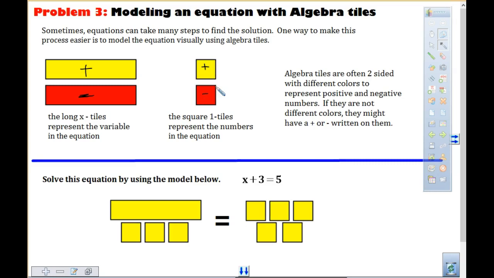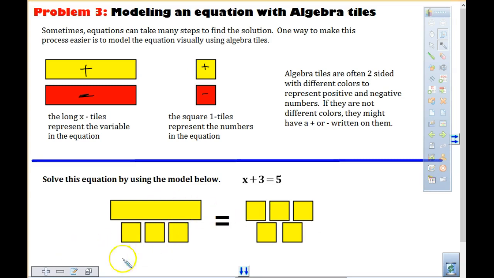So it says sometimes equations can take many steps. One way to make this process easier is to visualize it. So this is visually doing it. We're not going to use those large ones, but do you see how they are saying that this is the visual representation of x plus 3 equals 5? This is the x, this is 3 1s equals 5 1s. Does that make sense to everyone? So if you need to, dump the whole bag out, take all the big rectangles out and all of the little tiny squares, and then put the big ones back.